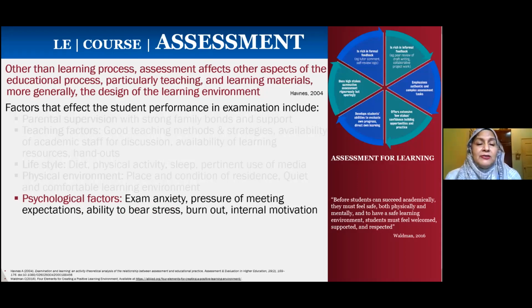The psychological factors, the anxiety, pressure of meeting expectations of the parents and other family members, the ability to bear stress, the burnout, and the internal motivation all play a role in passing the examination or getting good scores.